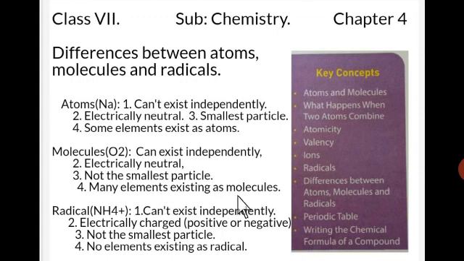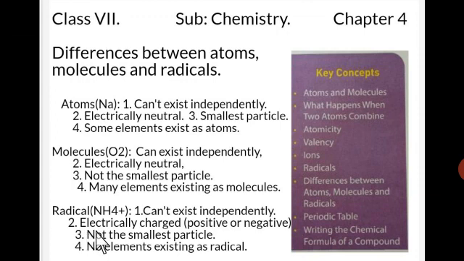They form molecules. Then lastly is radicals like NH4 plus, then NO3 minus. So these are the radicals. They cannot exist independently like the atoms. They cannot exist independently. They combine with other radicals to be stable.